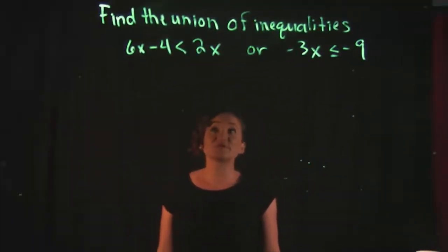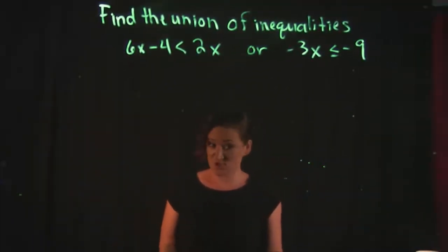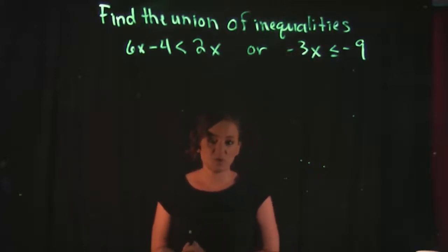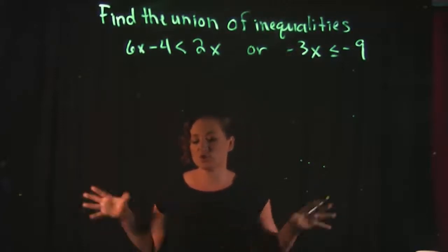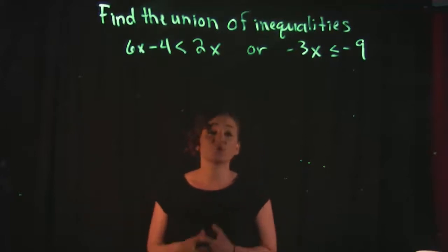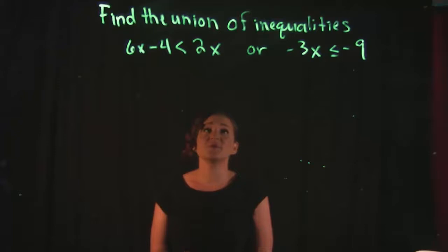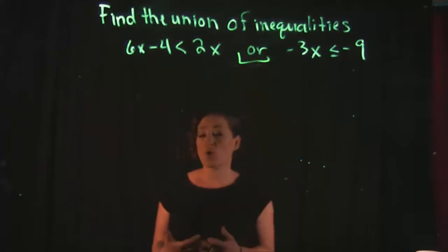Okay, so this video is going to talk about how to find the union when given two inequalities. So essentially we're going to be solving these two inequalities, and we want to draw our graph showing the union of these two. Now we know it's going to be the union because that is what OR represents.